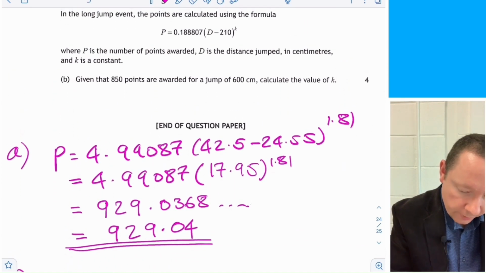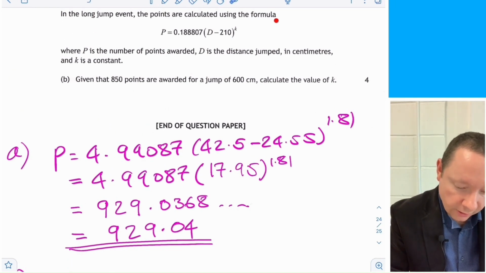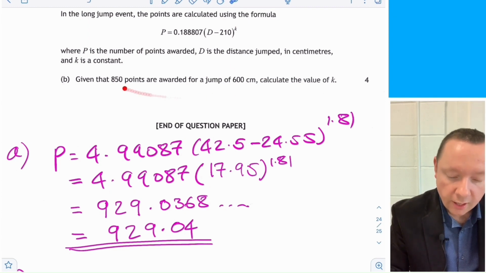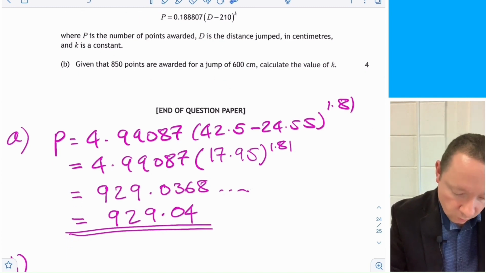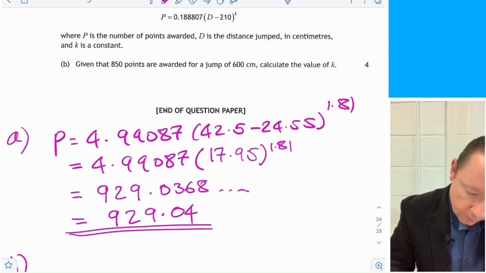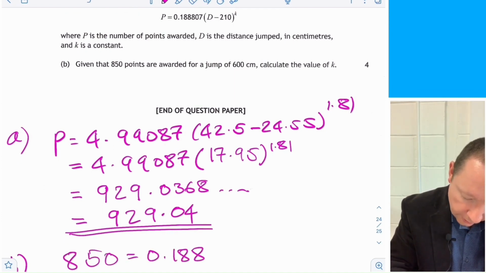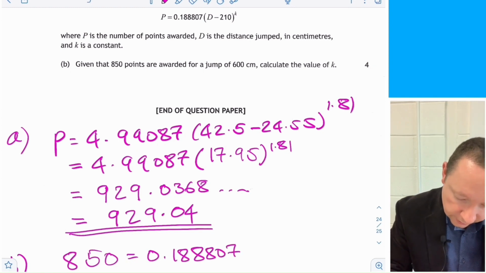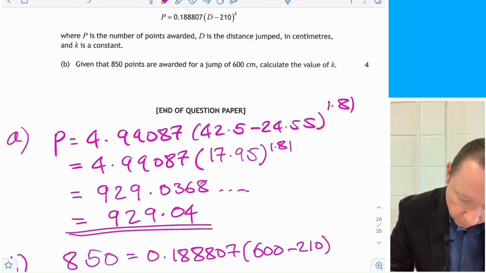Right, in part B, in the long jump event, points are calculated using this formula, where P is the points, D is the distance in centimetres, and K is a constant. It says 850 points are awarded for a jump of 600, calculate K, so we'll just substitute in and work from there. So we've got P, which is 850, equals 0.188807 times D, which is 600, minus 210, to the power of K.